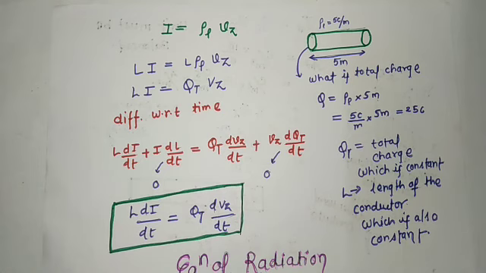Hopefully you have got the concept of radiation. If you want radiation from the conductor, there must be acceleration of the charged particle. In the next lecture I will explain the second part of the equation of radiation.